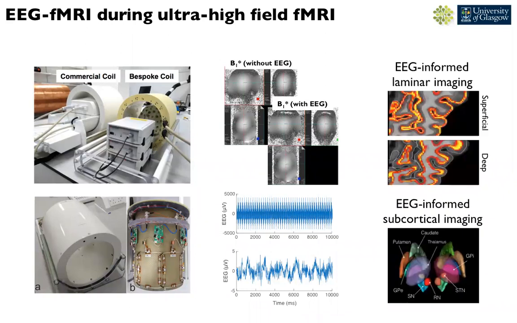Ultimately, the goal here would be to use this setup to perform EEG-informed laminar imaging, for instance, to map specific EEG-evoked responses to different cortical depths, but also to use it to look at different subcortical pathways and structures, specifically as they relate to a lot of our work on decision-making and learning that would otherwise be unattainable with our 3T setup.